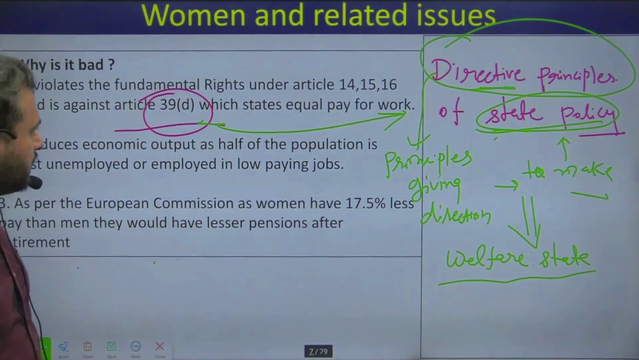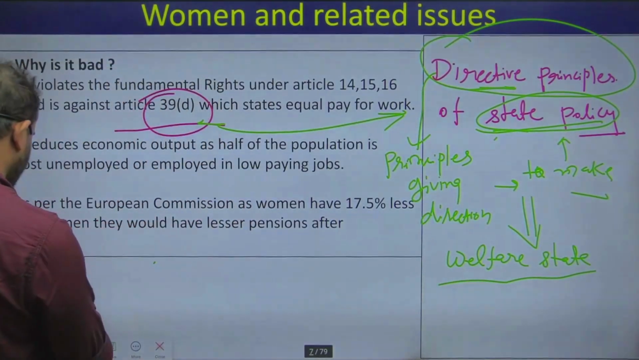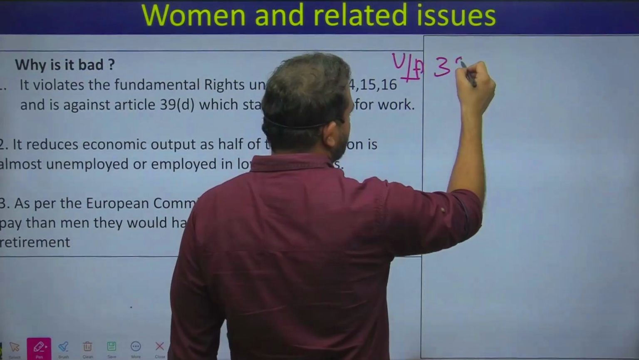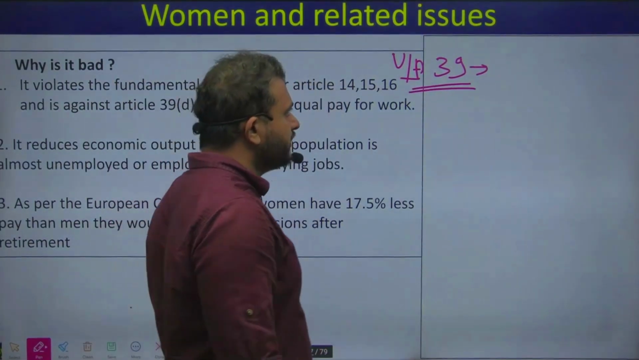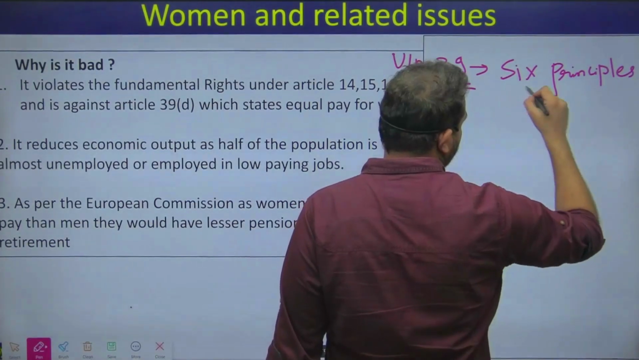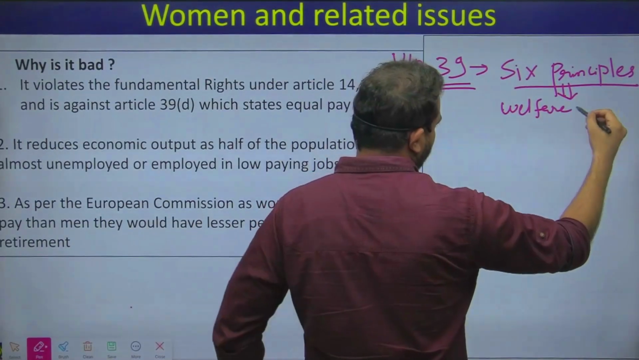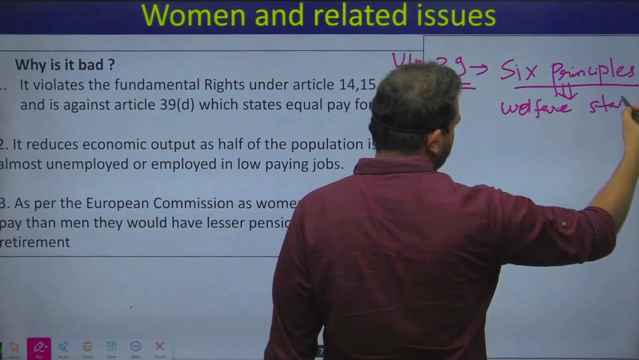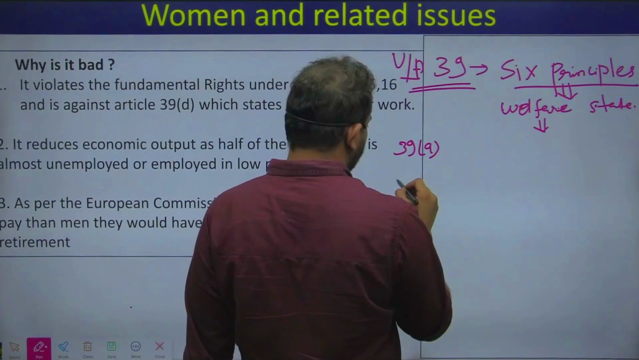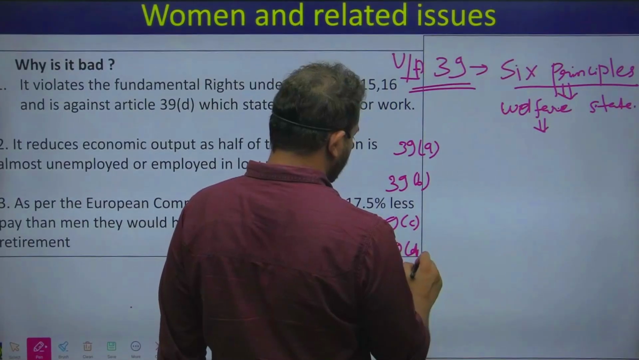So I can give you certain mnemonics so that you can memorize that particular article. There is Article 39, which actually gives you six principles to make welfare of society or to make a welfare state. So there are articles like 39A, 39B, 39C, 39D, and 39E.